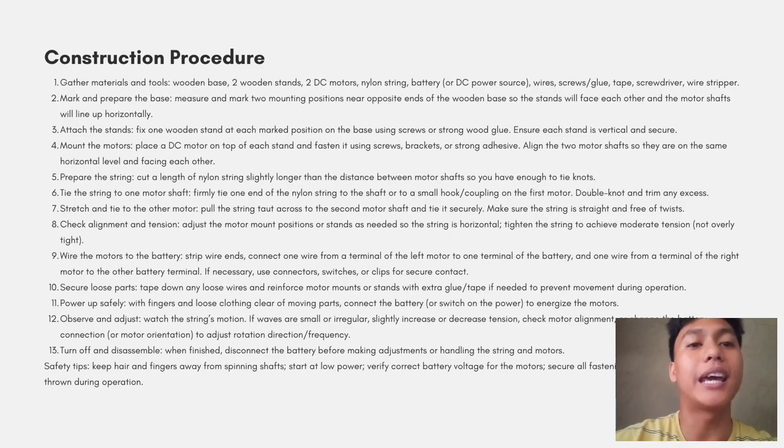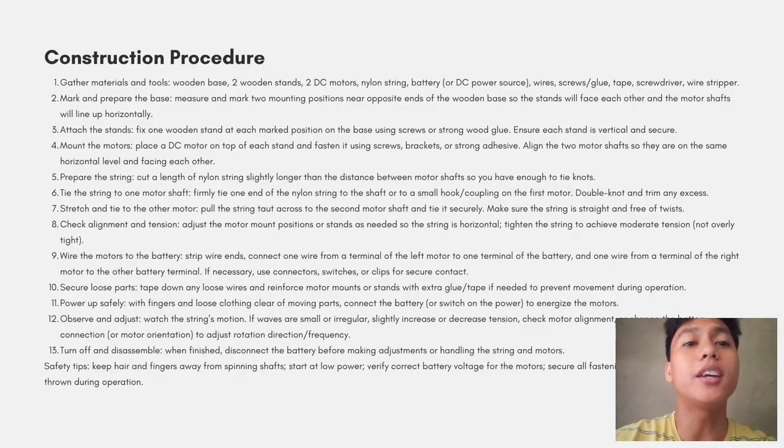Firmly tie one end of the nylon string to the shaft or to a small hook or coupling on the first motor. Double knot and trim any excess. Number seven, stretch and tie to the other motor. Pull the string across to the second motor shaft and tie it securely. Make sure the string is straight and free of twist. Number eight, check alignment and tension. Adjust the motor mount positions or stands as needed so the string is horizontal. Tighten the string to achieve moderate tension, not overly tight.